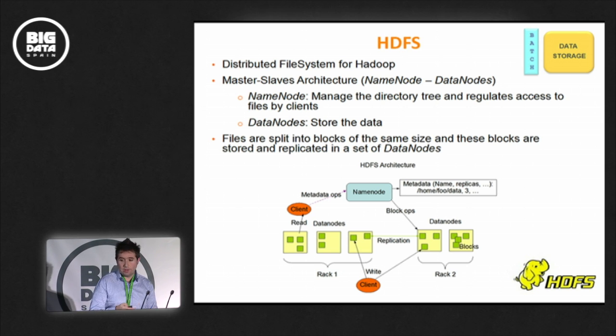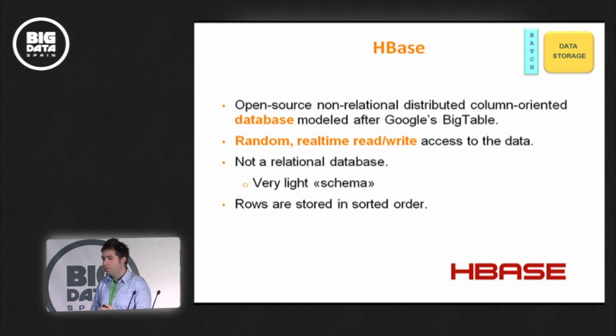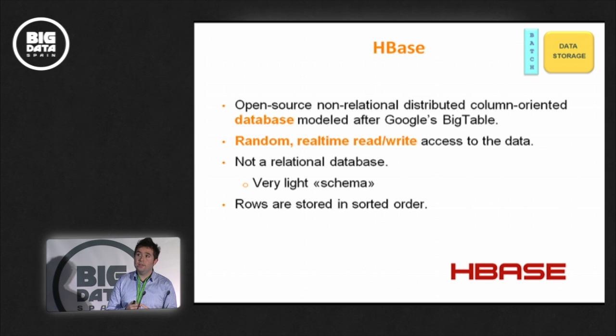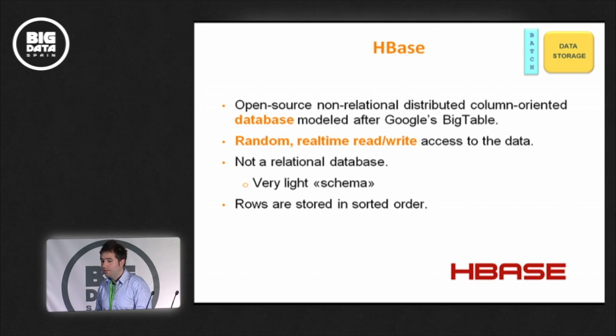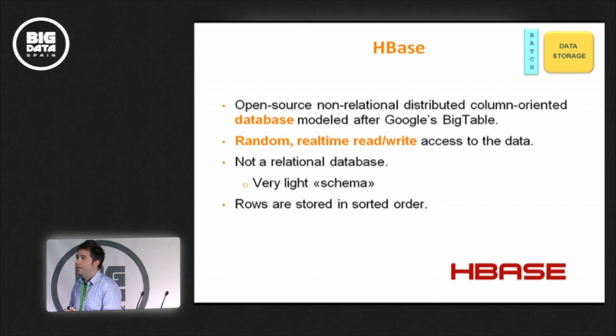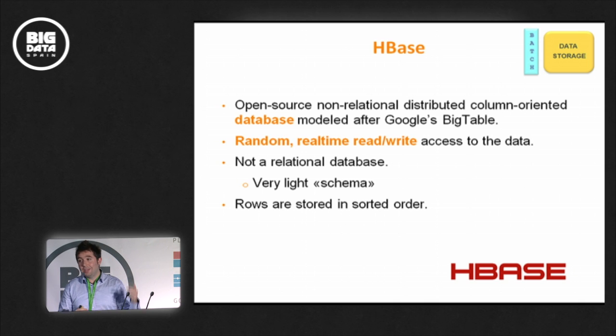in different data nodes. Another way of storing information in Hadoop is HBase. HBase is a NoSQL database inspired by Google's Big Table. And the main feature of HBase is that it allows random real-time read-write access to the data, which is quite important for some kinds of processes. But you have to take into account that it's not a classical database. So for example, you cannot use SQL to access the data.